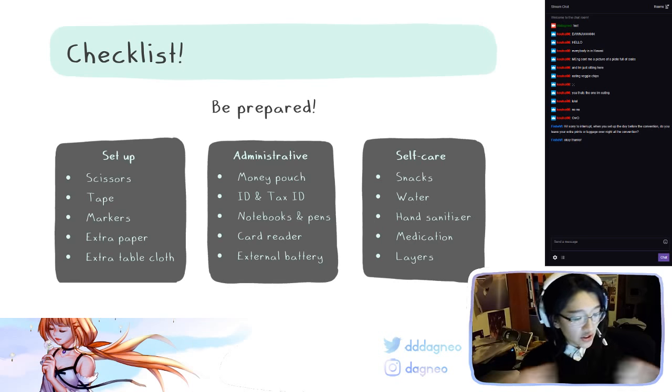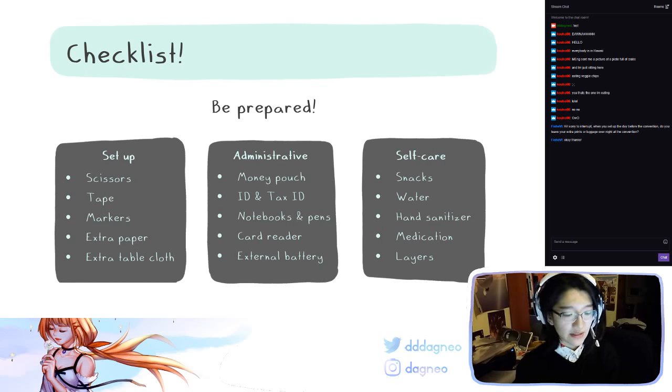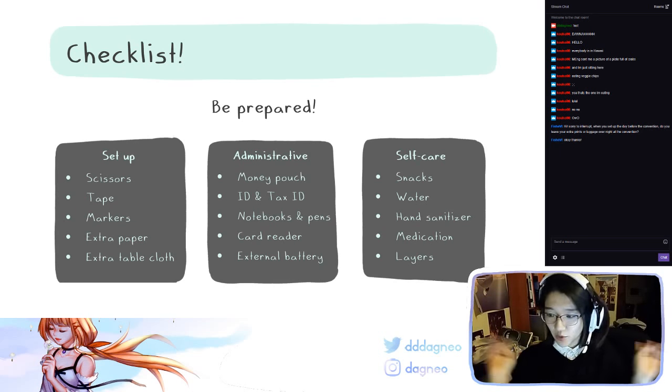For the administrative checklist, some things that you should have are things like money pouches. For me, I actually use a little fanny pack, so I have to bring my little fanny pack. Your official ID, so the convention can make sure that you are who you say you are. Your tax ID, if they require it. Things like notebooks and pens, especially if you're taking inventory. Again, these are all things that I'll talk about in the next section, but I kind of want to put them in here because this is the preparation section.